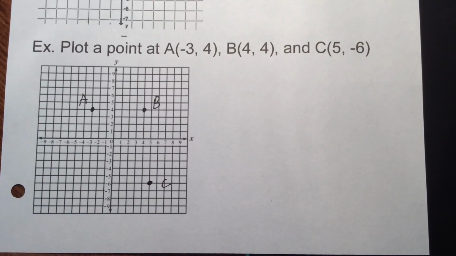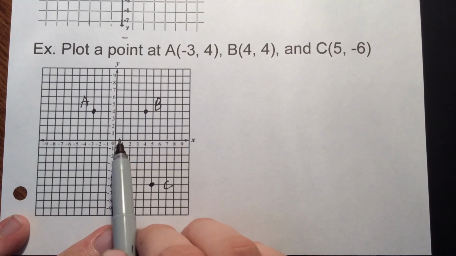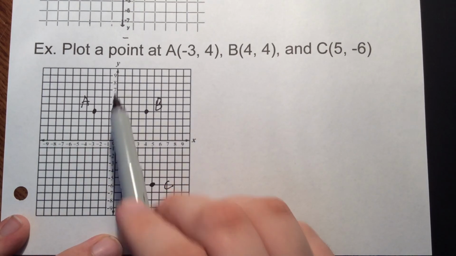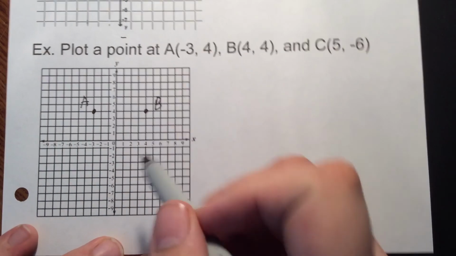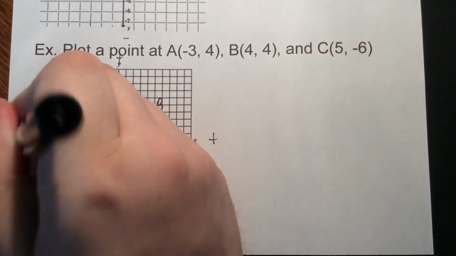So remember, left and right is your X, up and down is your Y. To the right of the origin is plus, to the left of the origin is minus. So from the origin, right plus, left minus. From the origin, if we go up, it's plus. If we go down, it's negative. So negative, plus, plus, negative.